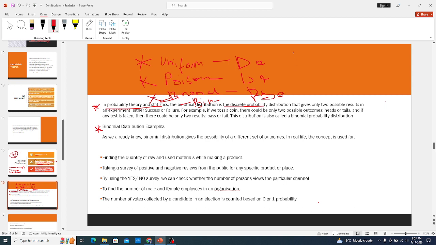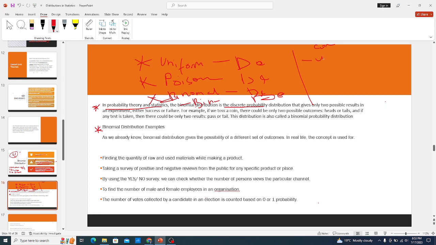Okay. Then we have what we call continuous distributions. Remember we talked about uniform distribution. It's a continuous distribution, and also exponential distribution is continuous. Yes, exponential distribution. It's also a continuous distribution. Okay. Yes. Now let's continue.